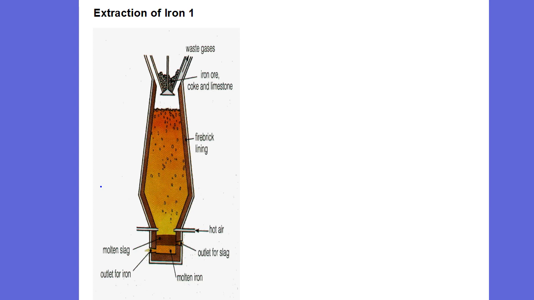And if you have a look at your reactivity series and have a look where iron is, carbon is, and aluminium, you'll see that aluminium is the most reactive, carbon is the next most reactive, and iron is the least reactive of the three.